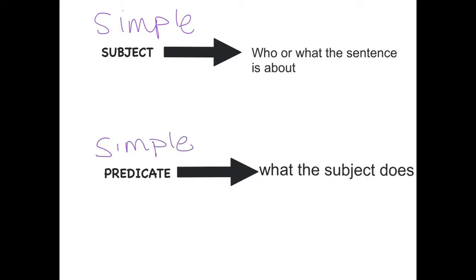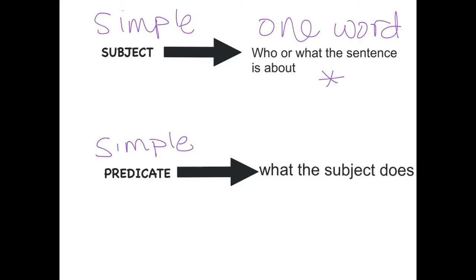A simple subject is one word, okay, that describes who or what the sentence is about. Now keep in mind, if it's a proper noun, it might be more than one word. For example, Mrs. Feldman is my teacher. Mrs. Feldman, obviously two words, but it's a proper noun, so they go together.